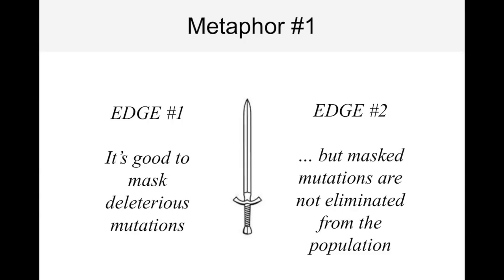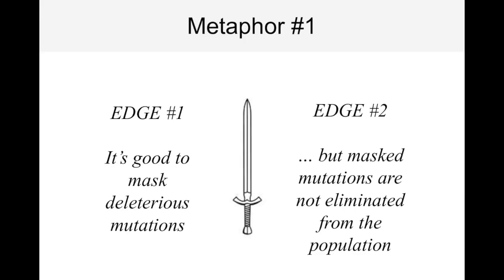The first metaphor is a double-edged sword. You've got two problems here. The first edge is that it's good to mask deleterious mutations. When you are a diploid, you don't feel the deleterious mutations as hard, just because they are masked, because they are partially recessive. So perhaps it's a good thing. At the same time, if these mutations are masked and hidden from selection, they will accumulate in the population. So perhaps it's not such a good thing. But you've got to weigh those two ideas.